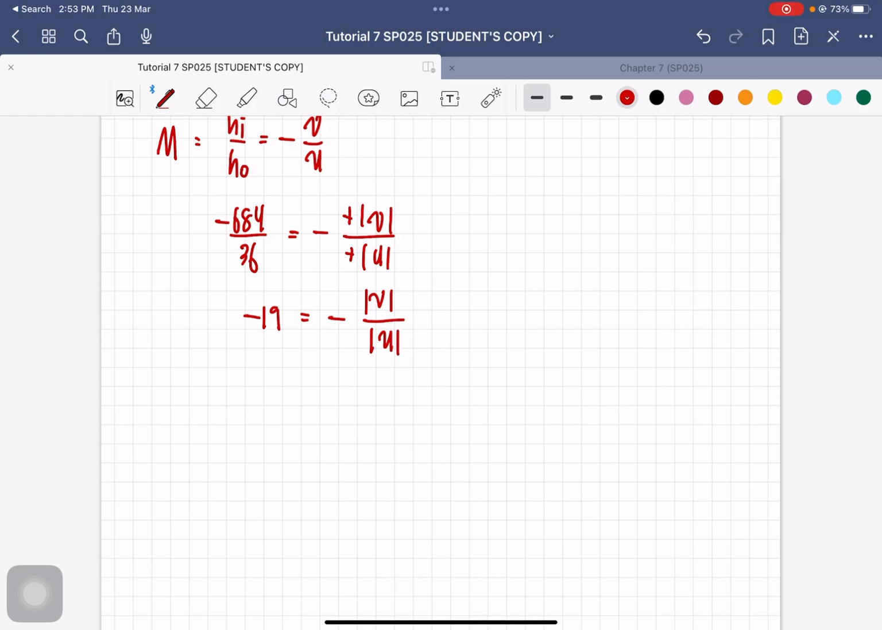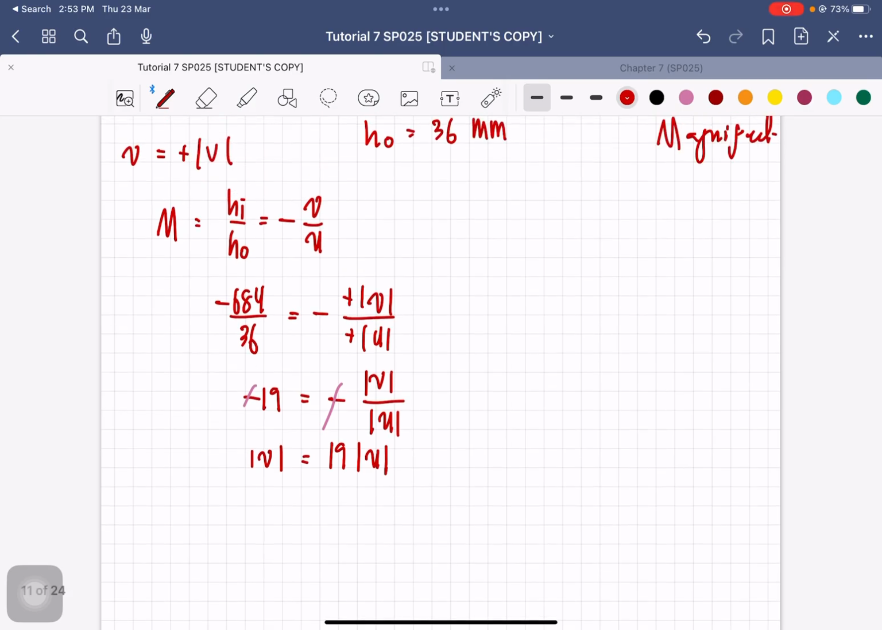Let v become the subject, and the negatives will cancel each other, and then you'll get something like this. The modulus is there just to let you know that it should always be positive.